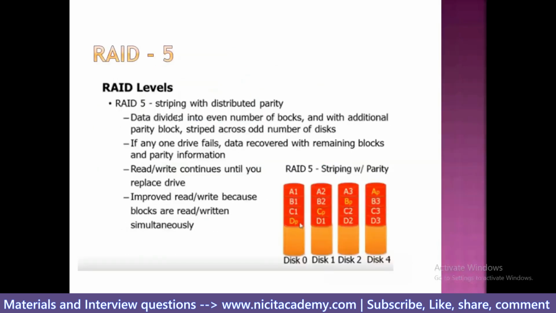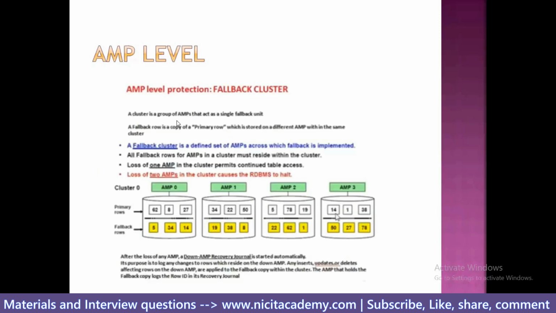At node level, we have hot standby. At AMP level, you have fallback. What is fallback? For example, assume you have 4 AMPs: AMP 0, AMP 1, AMP 2, AMP 3. If 1 AMP fails, then the data stored in that AMP cannot be retrieved. So we store a copy of the data in another AMP, and the structure is maintained here.